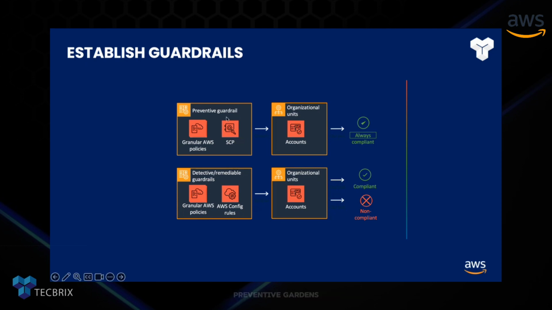So these are called preventive guardrails. You can prevent anything from happening in your AWS account. You can prevent someone from creating a VPC, so that only the network account, or through the networking account, you can create a VPC. You can prevent anything within your AWS account. You can prevent someone from creating an AWS S3 bucket which is public. So Control Tower comes with a lot of preventive guardrails. Plus, you can have detective and remediable guardrails as well.